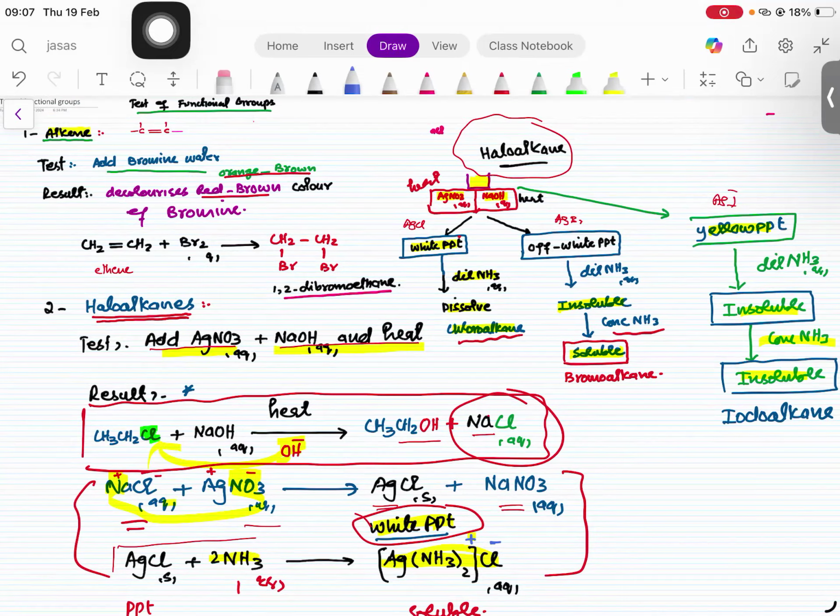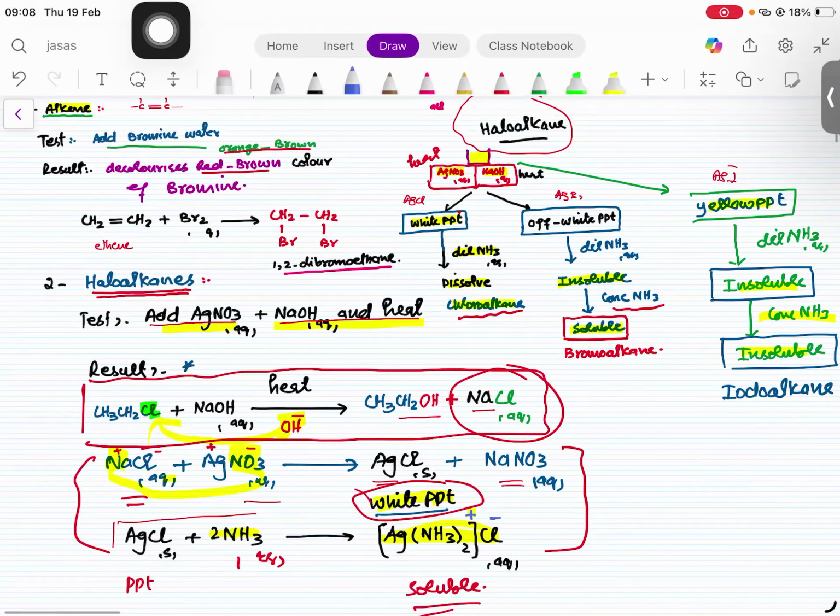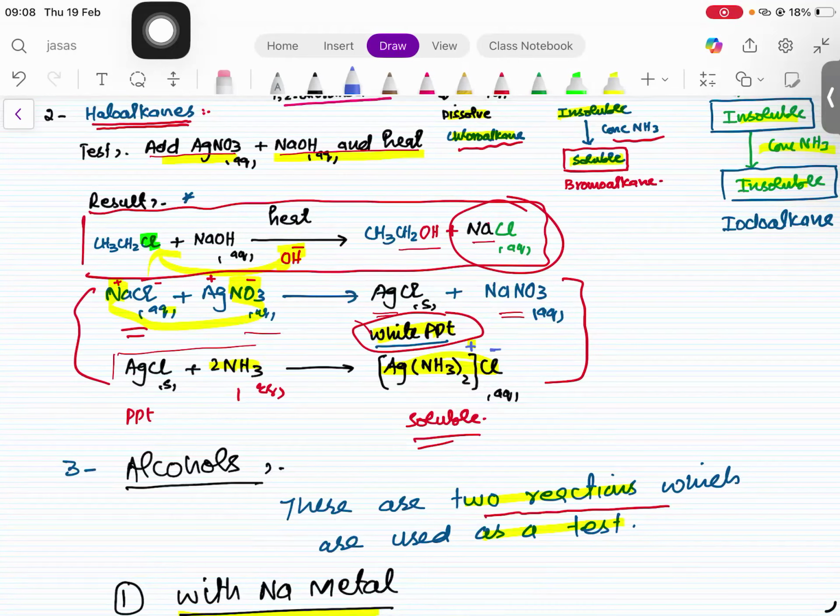Again, I'll explain what happened. Nucleophilic substitution happened in the haloalkane with sodium hydroxide aqueous. The OH comes and takes the place of Cl. So NaCl is formed, and that NaCl reacts with silver nitrate. This is how you test the presence of haloalkanes. The next functional group we had was alcohols.